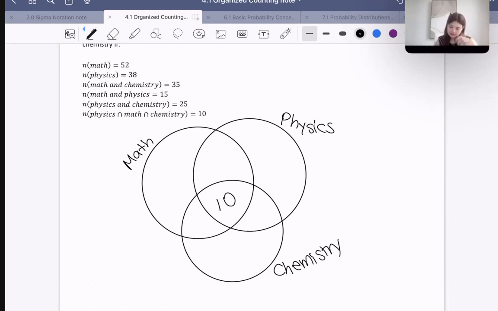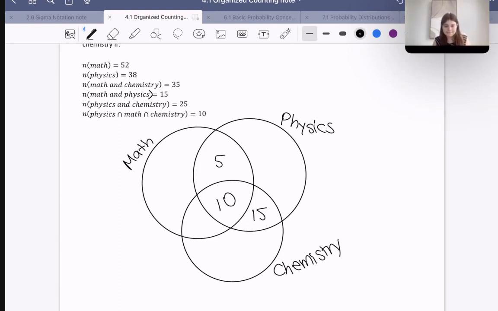Now it says 25 students take physics and chemistry. Well, the thing is, 10 of those students are already accounted for. So there's only 15 students who just take physics and chemistry but don't take math, right? Because remember, 10 take all 3, and those 10 are within this 25 as well. Now, what about math and physics? 15 take math and physics. 10 of those students are already accounted for in students who take all 3 subjects. So that means 5 must be here, right?